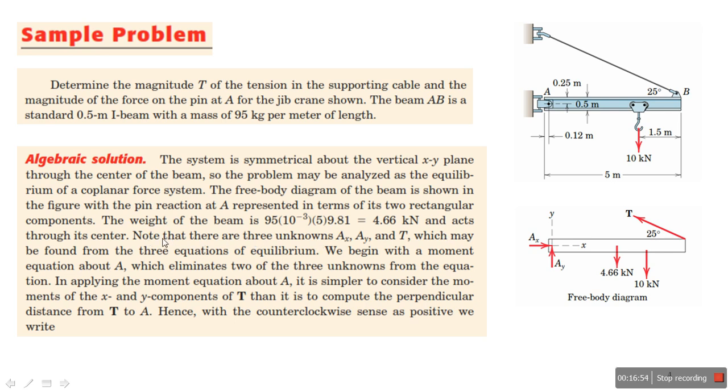Now I have three unknowns: Ax, Ay, and T. So this is unknown, this is unknown, and this is unknown. Now we begin with the moment about point A. To determine the unknowns T, Ay and Ax, first of all I will take the moment about A. Why? To eliminate Ax and Ay. In that case, I can get T.